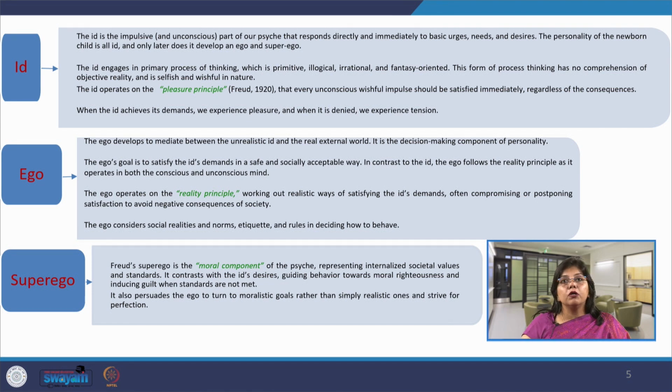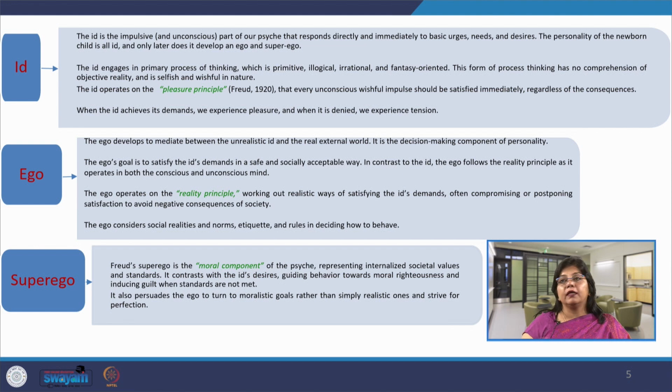The child has no control, he has no understanding of social rules and realities, and the child is stimulated enough to satisfy his own needs. So, the id engages in the primary process of thinking, which is primitive, illogical, irrational and fantasy oriented. Id has no understanding of reality or moralistic principles. So, it indulges in any kind of behavior and action which tends to satisfy his or her urges. This form of process thinking has no comprehension of objective reality and is selfish and wishful in nature.